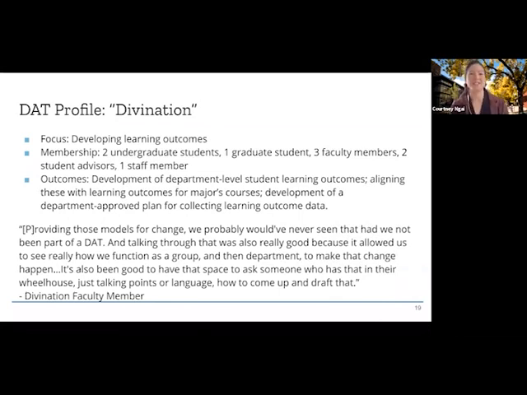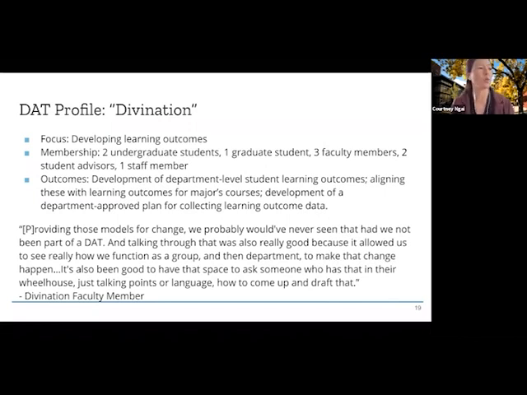Yes, so I want to share with you a little bit more information about our Divination department, and their focus was on developing student learning outcomes for the purposes of collecting data about how well students were doing in the program so that they could submit it to their external accrediting body. And one of the motivators for this department in coming to the DAT project was that they had been trying to collect accreditation data for 1 or 2 years before coming to us. And when they came to us, they acknowledged that they were having a lot of trouble gaining departmental consensus.